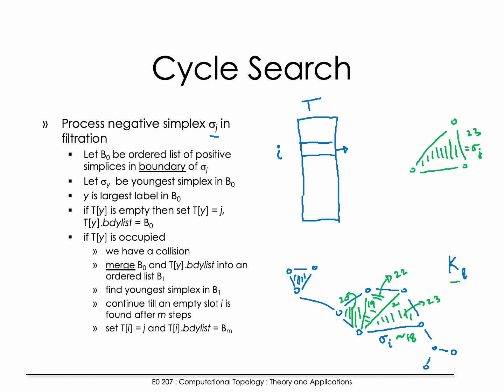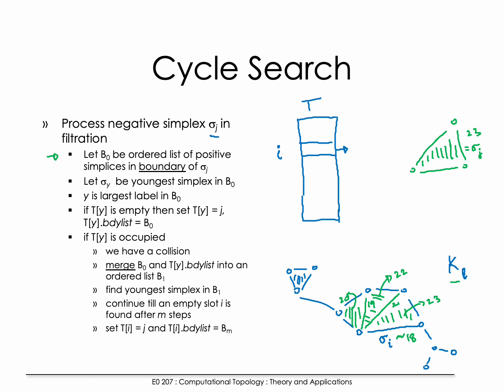So the way the algorithm starts is the first step. It creates a b sub 0. Let this be the ordered list of positive simplices in the boundary of sigma sub j, right? So what is the boundary of sigma sub j? It consists of 3 edges. I don't know the labels of all the 3 edges, but I know the label of 2 of them, so I'll just write those.